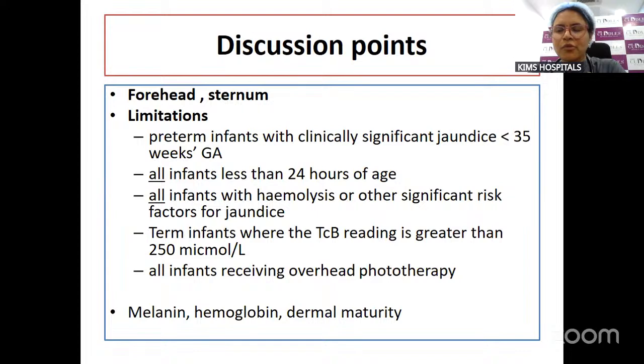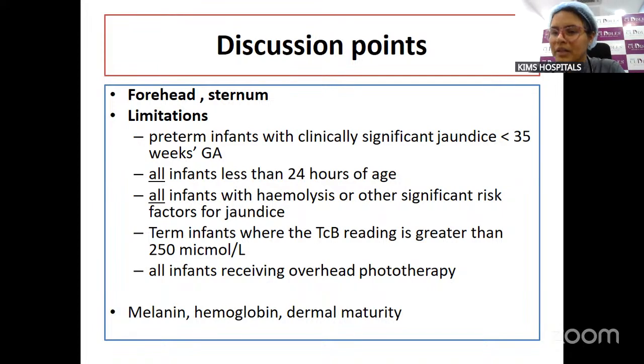So the common sites for measurement of TCB include forehead and sternum, but TCB comes with some inherent limitations, although it has the potential for reducing blood sampling losses. Inherent limitations include its lack of precision or lack of agreeability in preterm infants with clinically significant jaundice born less than 35 weeks, although there are more and more papers coming on agreement of TCB and TSB values even among preterm infants.